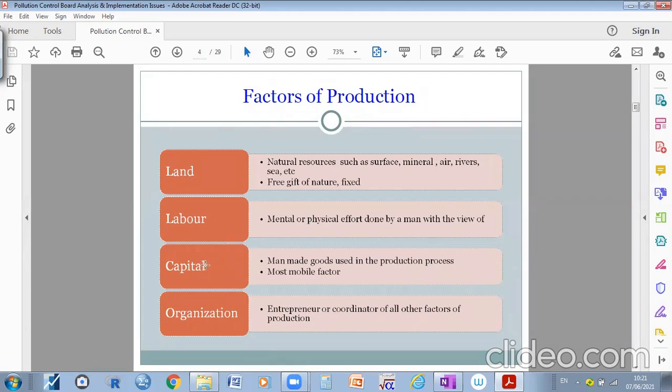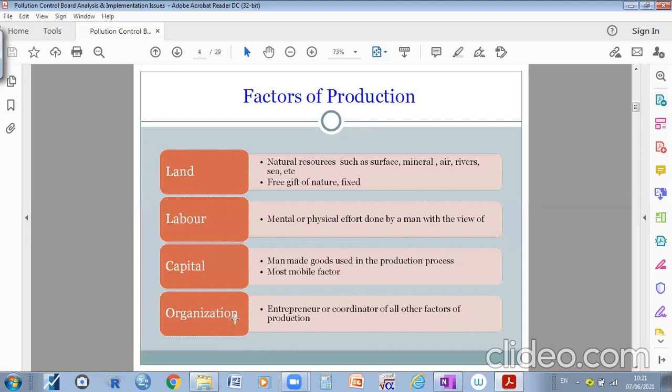So the capital, what is meant by capital? As I told you, nothing but investment. Capital is man-made goods used in the production process, the most mobile factor. To produce goods and services, we need to purchase some machines. For example, to produce the output, we should purchase some machines, fertilizers and other things. That comes under capital, nothing but machines and equipment.